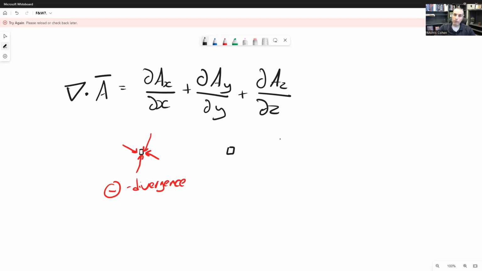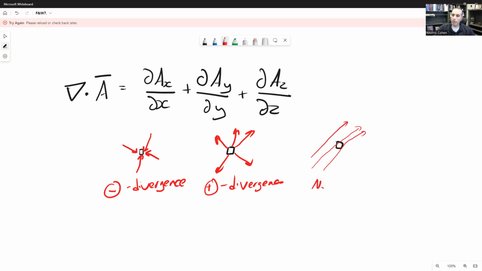The opposite is true. If I have a really small box and I've got lots of field lines that are spewing out from this location, that would be an example of a positive divergence. So a positive divergence means a net outward flow of vector lines. An example of a zero divergence would be if I have a small box right here and all the field lines that come into this box also cross through to the other side. So something like this, right? This would be the example of no divergence.